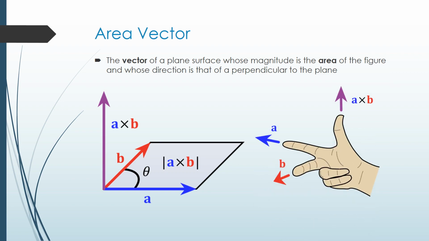This can be easily explained by using right hand rule. If you consider the right hand rule and if you place your index finger on side A and your middle finger on side B, and the angle between side A and side B is 90 degree, so the direction will always be shown by the thumb, which is always perpendicular to both A and B, or we can say to the plane of the surface.